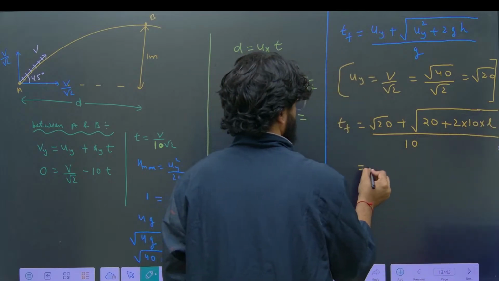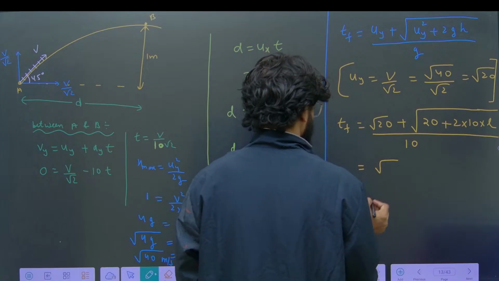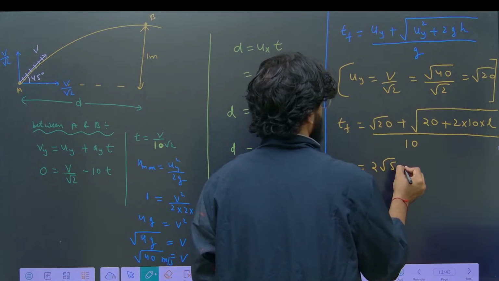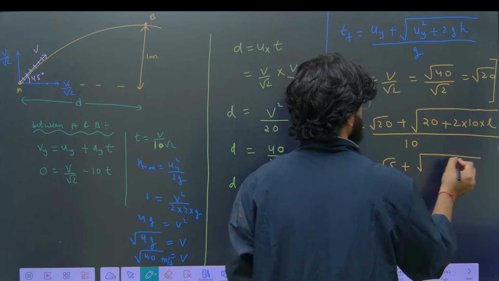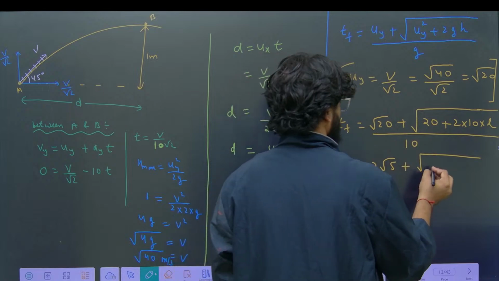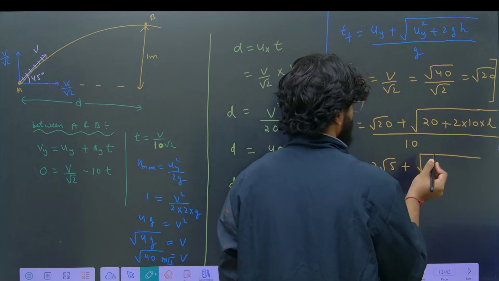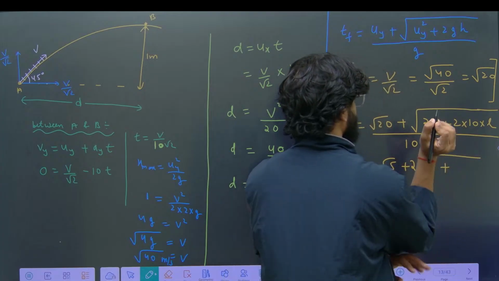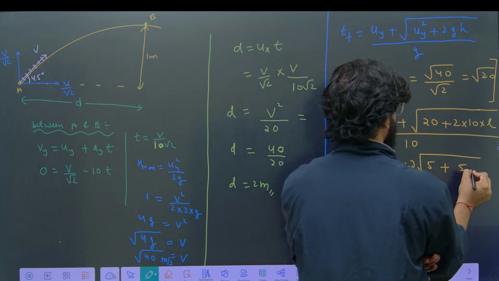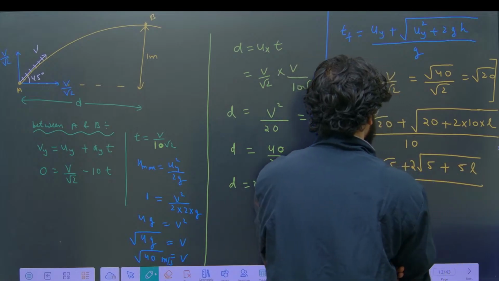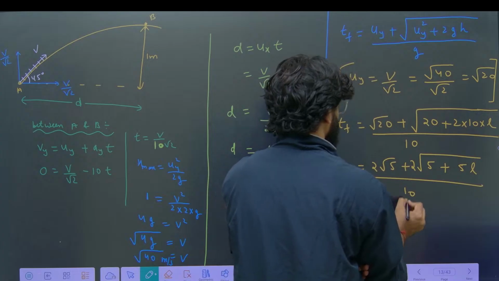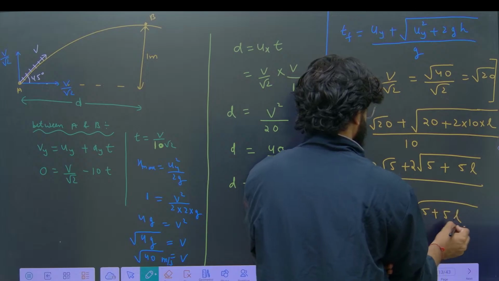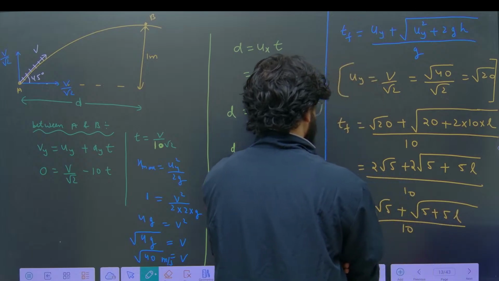So root 20 can be written as 4 into 5, so 2 root 5 plus... can we take out 4 from here? Yes, 2. So over here it will be root 5 plus 20, so correct, 5L upon 10. So at least we can write like this, root 5 plus 5 upon this. This is the time of flight.